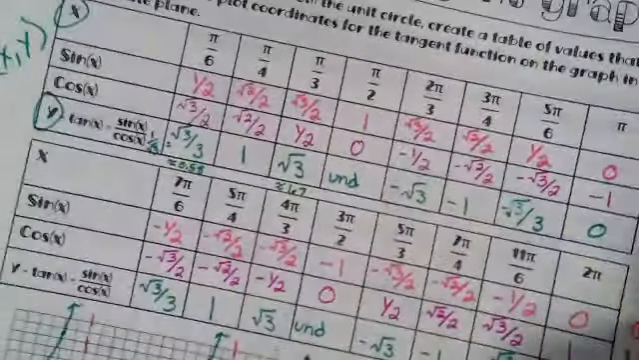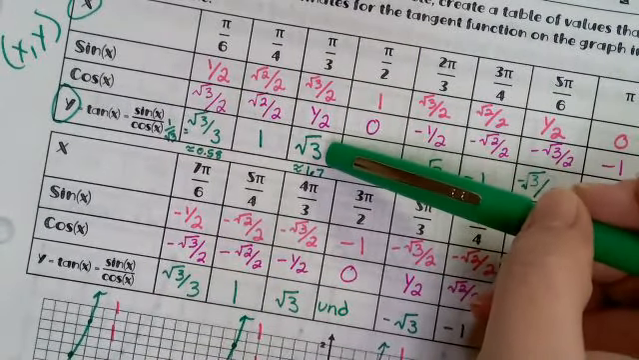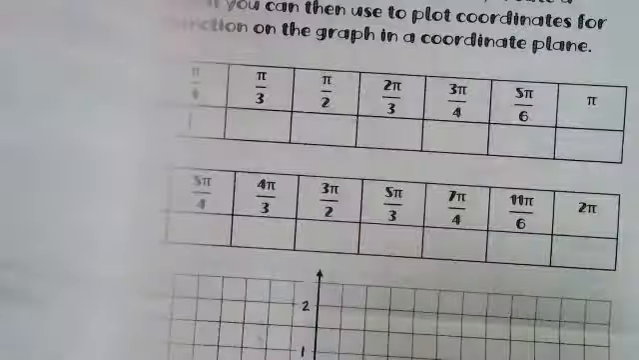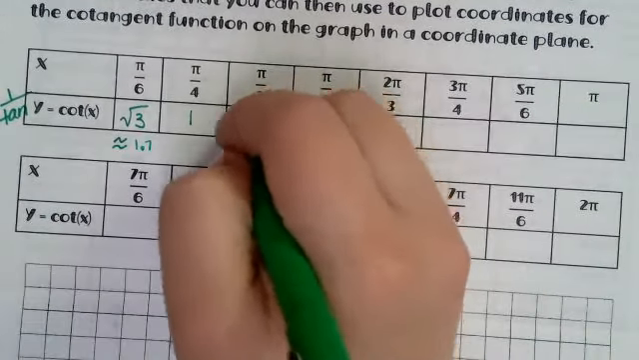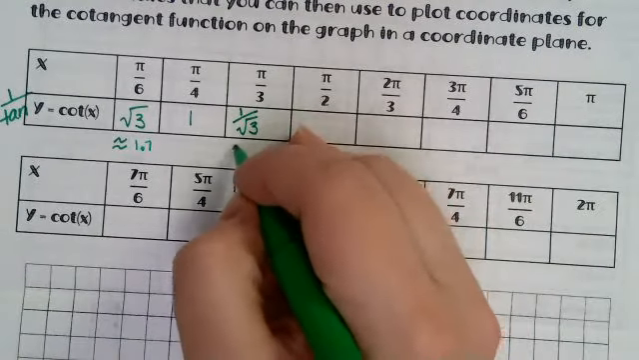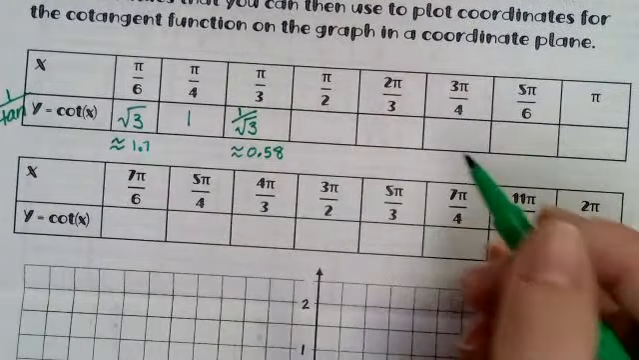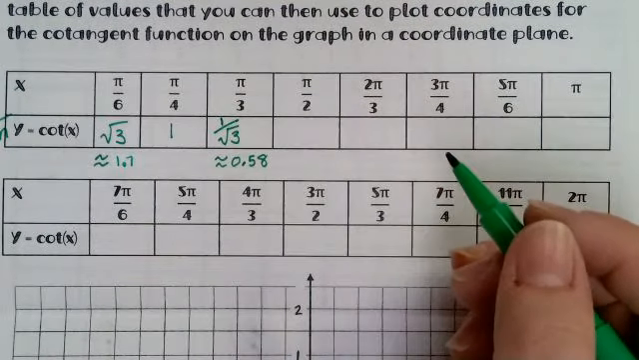Square root of 3 is what we got with pi over 3. Take that and flip it, it becomes 1 over the square root of 3. You can rationalize that to become square root 3 over 3, just like we did in the last one. If you leave it like this, it's okay. Really, again, that decimal is going to be the easier one to graph.